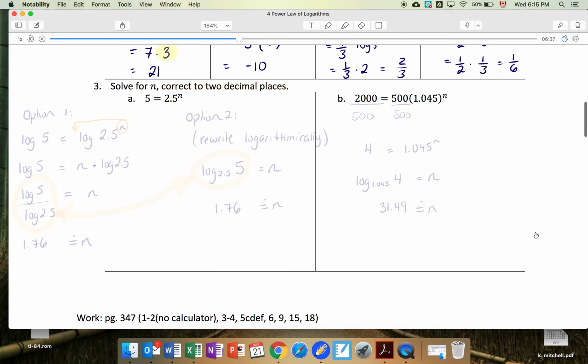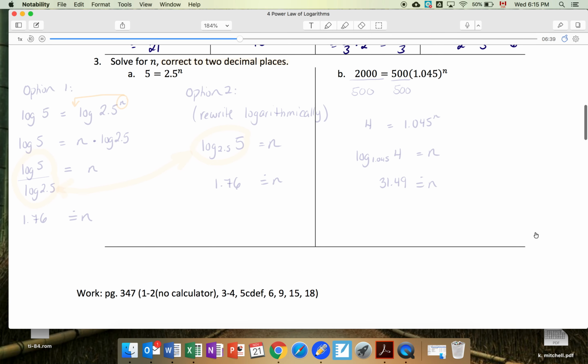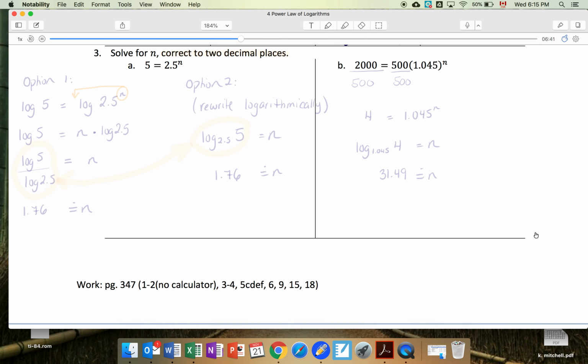Okay, now I look at my next ones. So these ones, as soon as we see that it's going to ask us to evaluate it or to solve for it correct to 2 decimal places, that's our big hint that we're going to have to use our calculator. So we're not going to be able to do this mentally, but that's okay. We'll use our calculators. So there's 2 ways that I can solve these problems. There's going to be a faster way, and there's going to be a bit of a shortcut that comes from doing it the longer way.